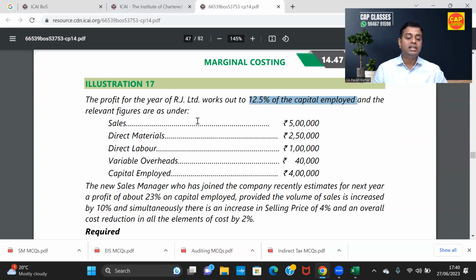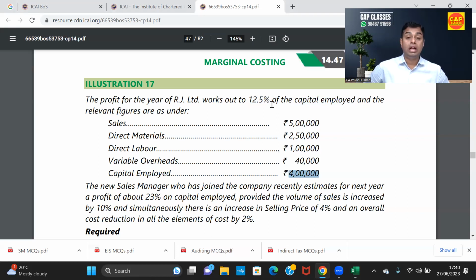And the relevant figures are as under. The existing sales, they have given 5 lakhs, direct materials, which is variable, 2,50,000, direct labor, which is also variable, 1 lakh, variable overheads, obviously variable, 40,000, and capital employed is 4 lakhs. So can you take your calculator and tell me what is the amount of profit? Simple, capital employed 4 lakhs. On that, profit rate is 12.5%. So 4 lakhs into 12.5%. How much is it? It should be 50,000.